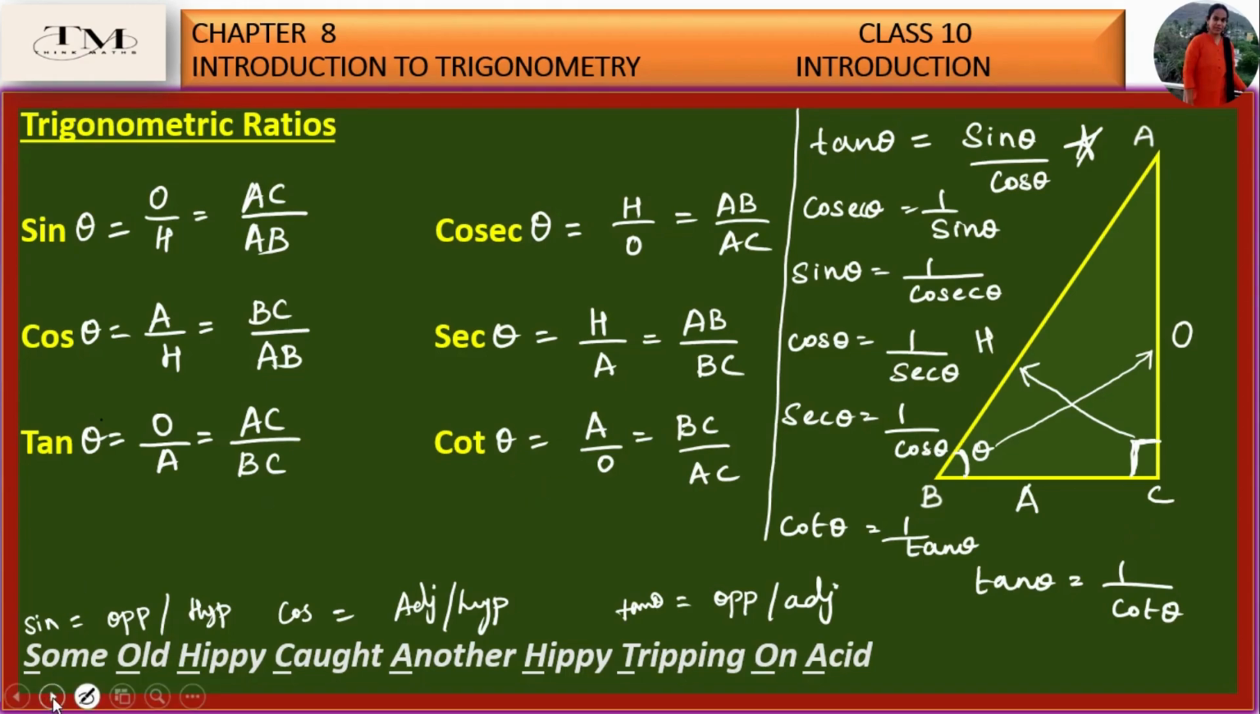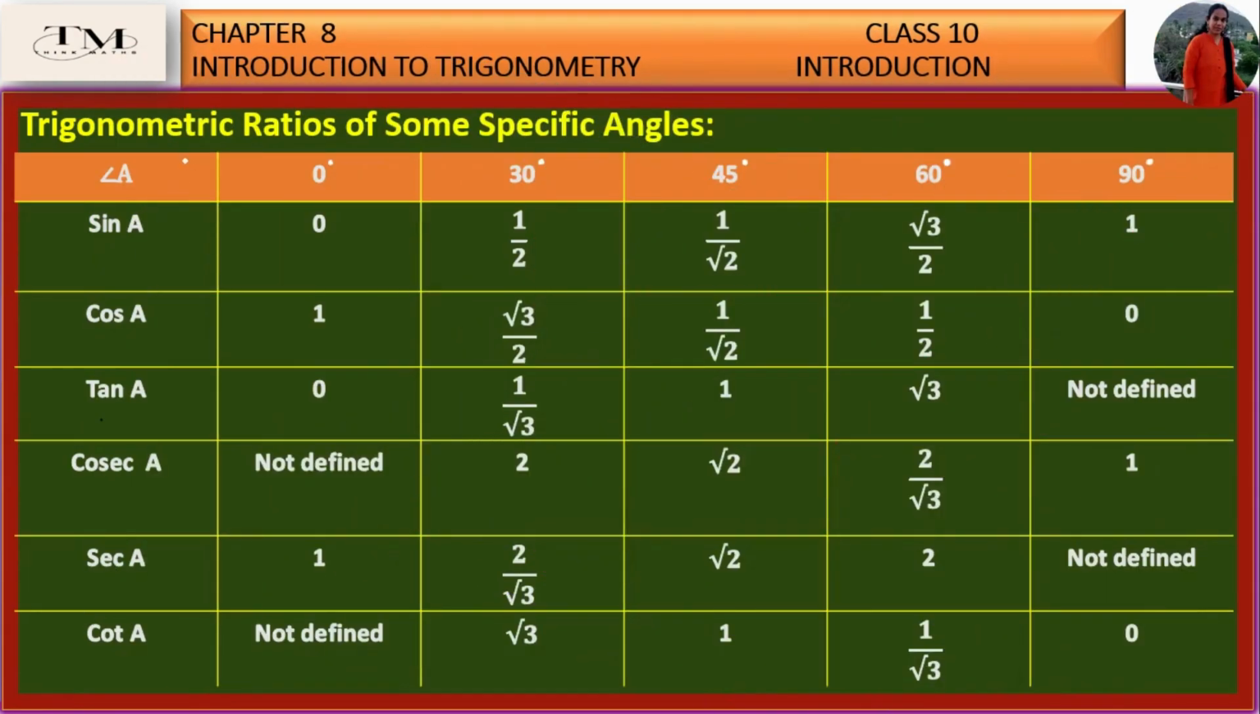Let us see some important trigonometric table. So what is that? Trigonometric ratios of some specific angles. So the angles are 0 degree, 30 degree, 45 degree, 60 degree and 90 degree. For those specific angles, the values of sine, cos, tan, cosecant, secant and cot are defined. So everyone should remember this table. So if you learn this table, trigonometry will be very easy.